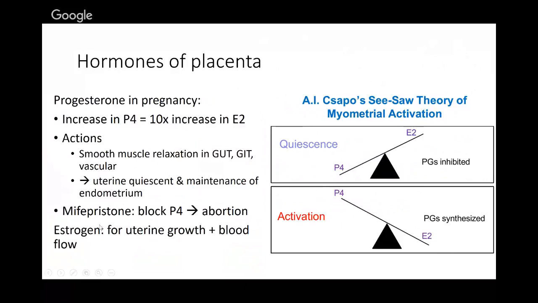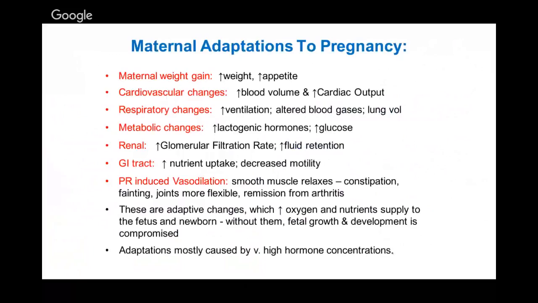Okay, so what progesterone does specifically is smooth muscle relaxation. You don't want the uterus to contract yet. You want to maintain it, let it grow, make it healthy first. And what estrogen does is uterine growth and increased blood flow, again to maintain pregnancy. Be mindful of the maternal adaptations, the physiological adaptations to pregnancy. You gain weight, obviously. You have cardiovascular changes, so you increase cardiac output as well as blood volume, and increased ventilation. You have increased glucose. Again, increased fluid retention in renal function, so you can have edema, swollen ankles and everything.